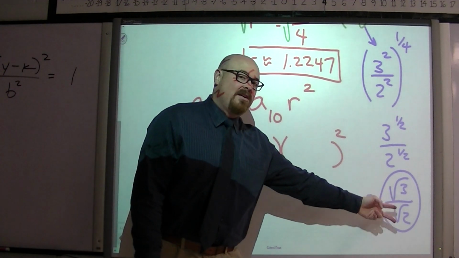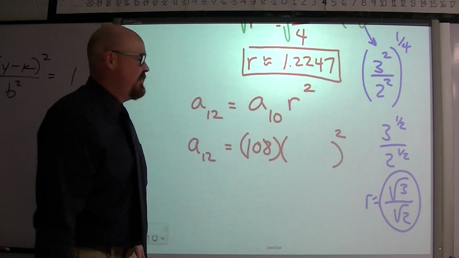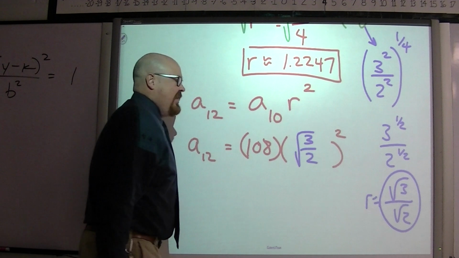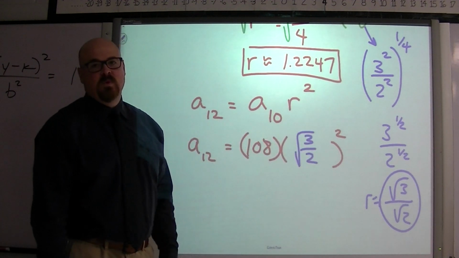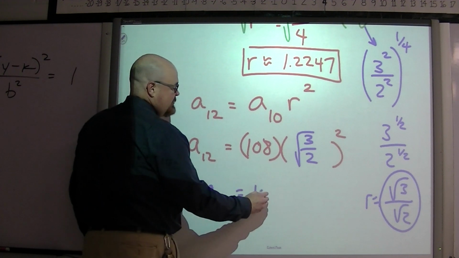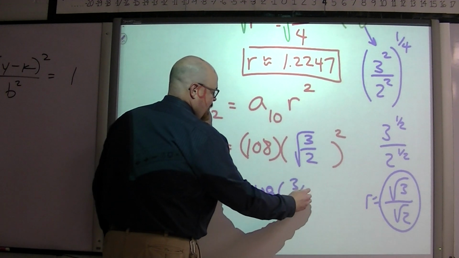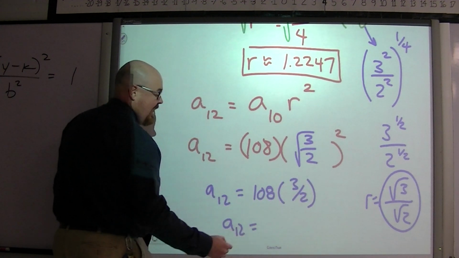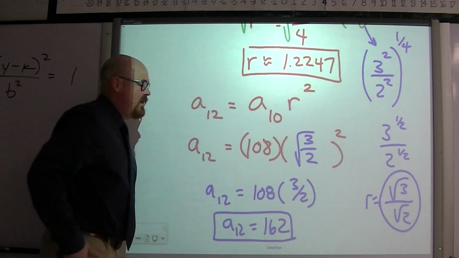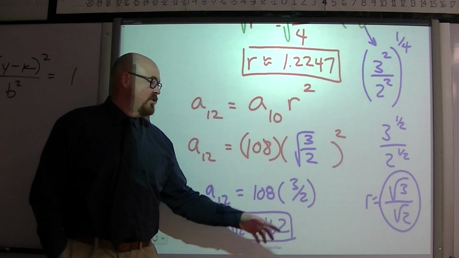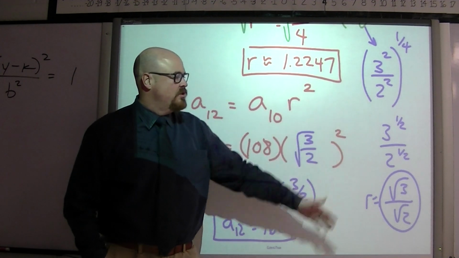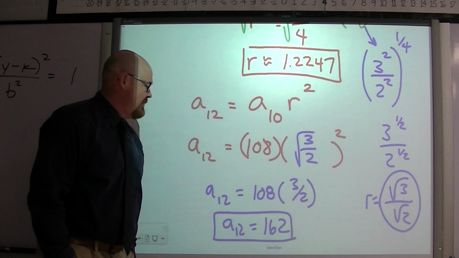If you type that into your calculator, you'll get that 1.2247 or whatever decimal that was. So if that's the common ratio, then I put that there. What happens when I square it, right? The radical goes away. I end up with a sub 12 equals 108 times 3/2, and instead of the decimal, we get the actual answer, which is 162. Okay, you would have gotten something close to 162, I'm sure, if we had left that as the 1.2247, which is fine. But I just wanted to give it a different approach using exponent properties in the same manner. Okay.